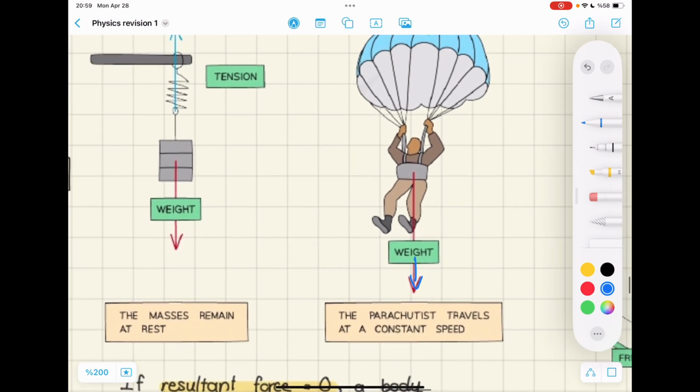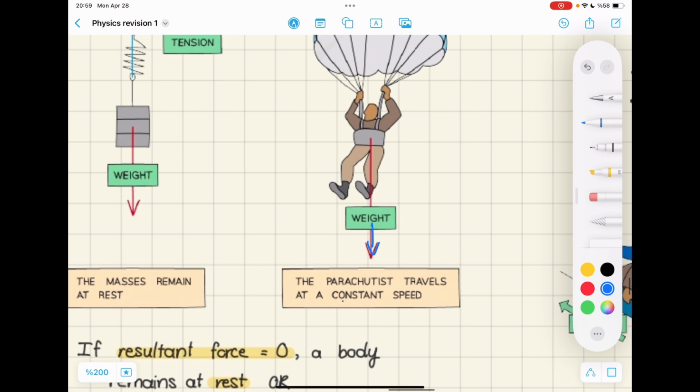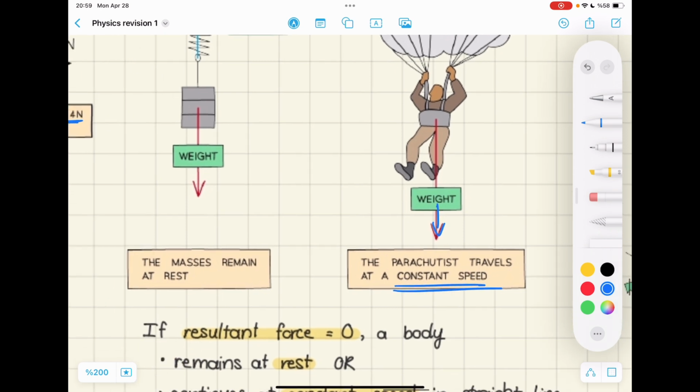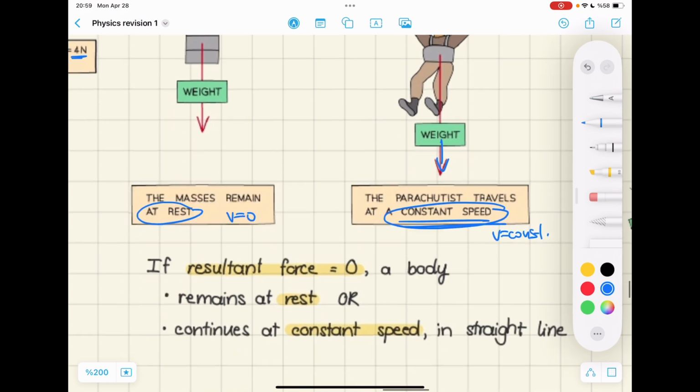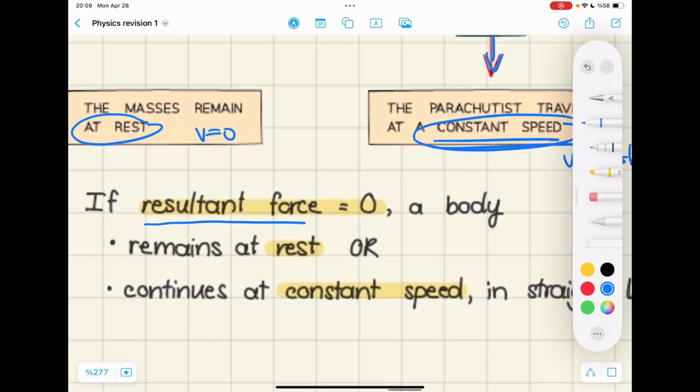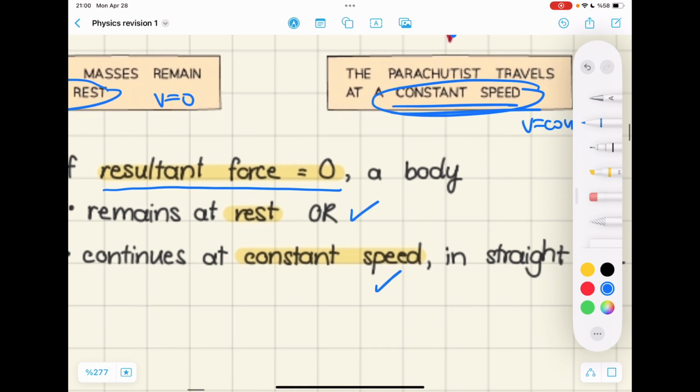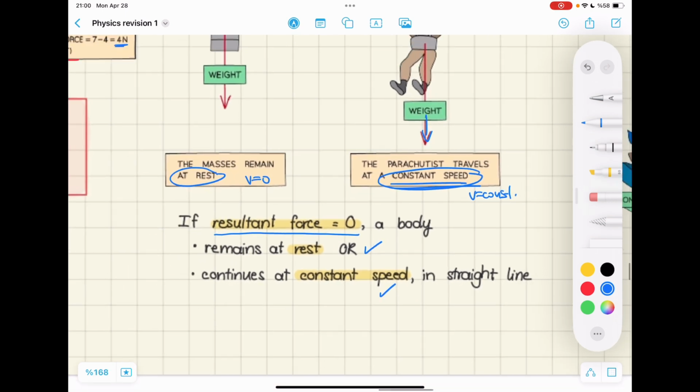So the masses remain at rest, the parachute travels at a constant speed. So if I have constant speed, or I have rest, which is speed equal to 0, or speed equal to constant, that means I do not have a resultant force. A body remains at rest or continues at constant speed in a straight line.